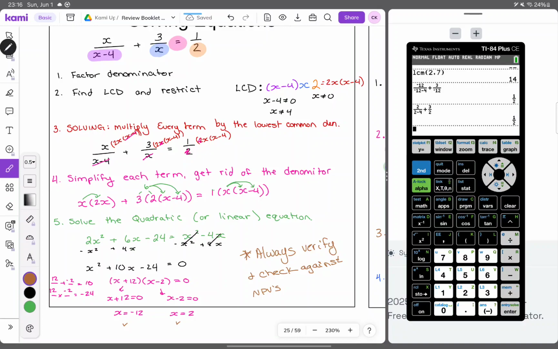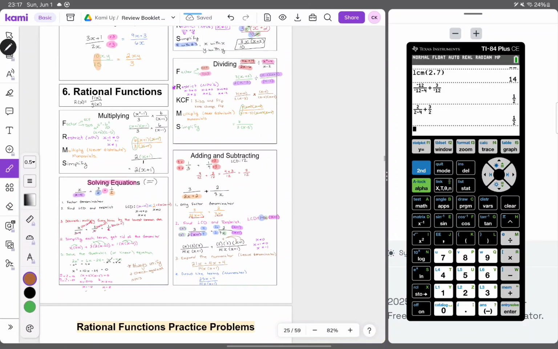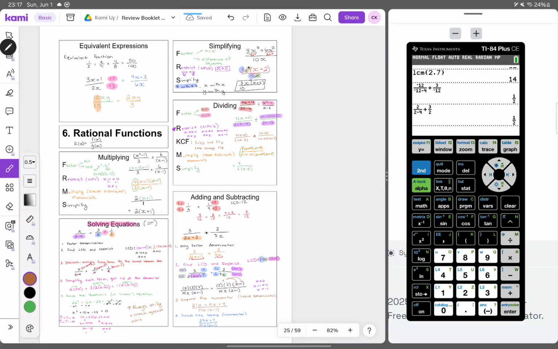So if you verify and they don't work, first double check your work, check against your NPVs, and then state that it is an extraneous root if it still doesn't work. Whew, that is a long one. I know rationals is one of the harder units in this one, but there you have it.